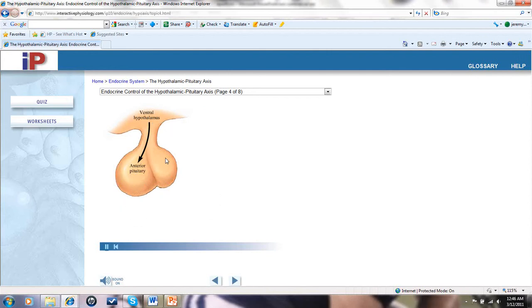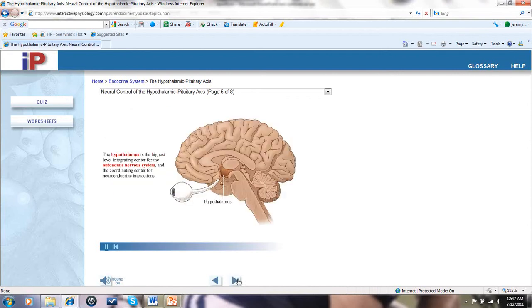Let's look now at the release of prolactin. Prolactin differs from other... The hypothalamus is the highest level integrating center for the autonomic nervous system and the coordinating center for neuroendocrine interactions. Fibers from many parts of the brain influence the endocrine system via hypothalamic neurons.